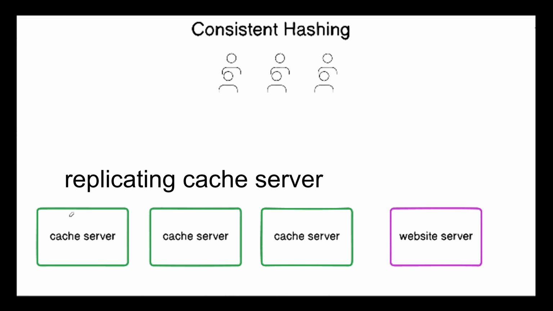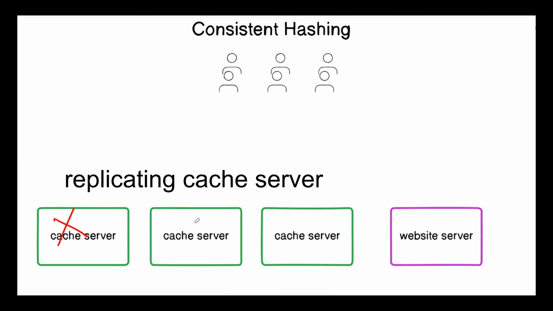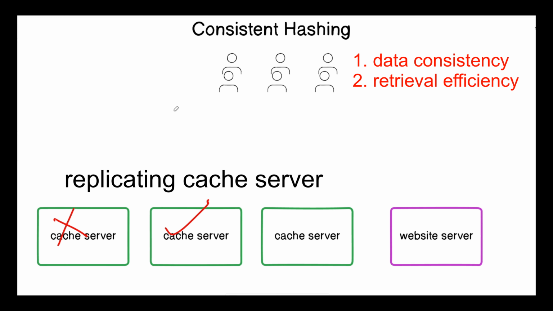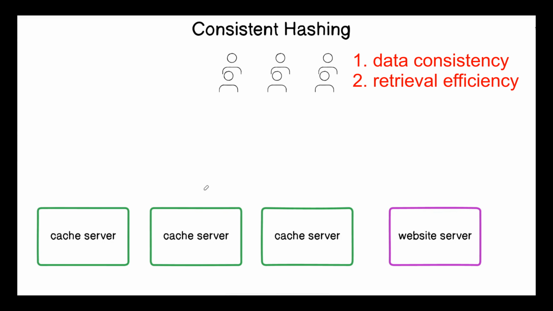However, while replicating our cache server horizontally can improve system availability, as if one cache server dies, then another cache server can serve the request, it introduces other complexities like data consistency and retrieval efficiency. It's because of the limited amount of memory of the cache server.